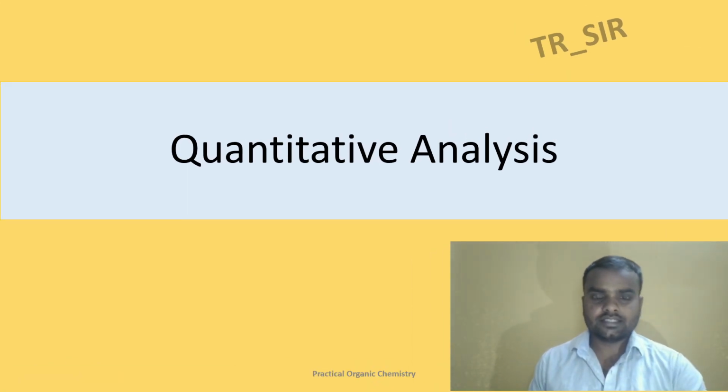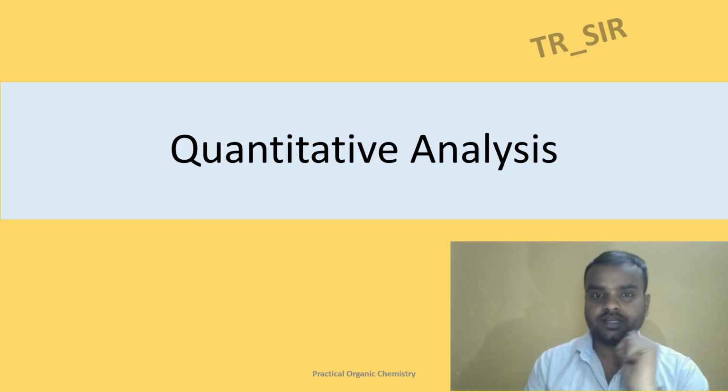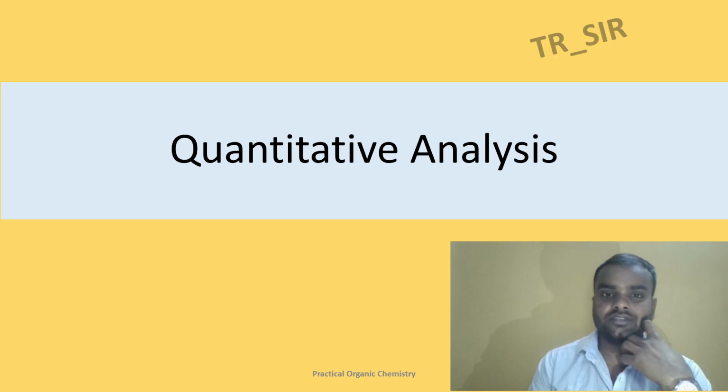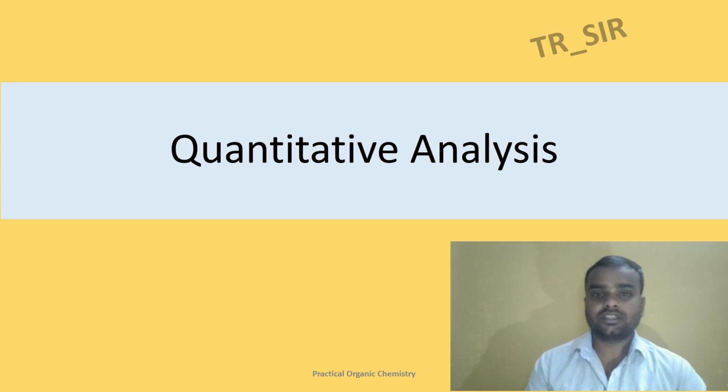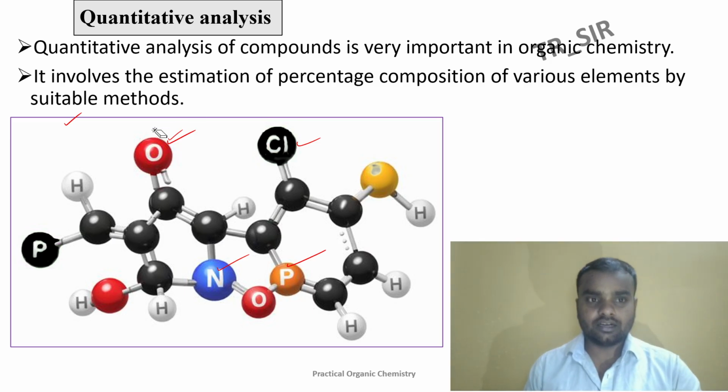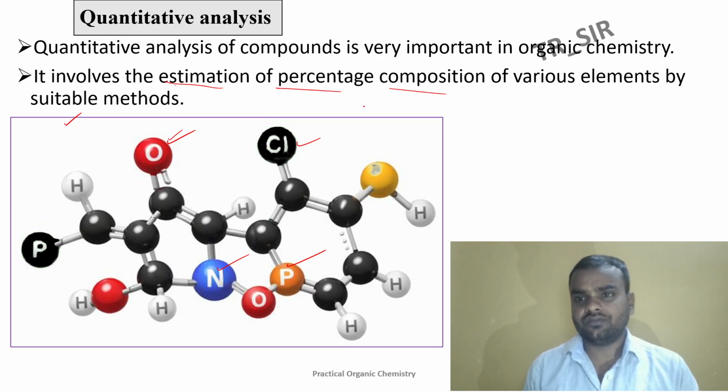So today we'll discuss quantitative analysis. That means the estimation of elements which are present in an organic compound. For example, nitrogen percentage, carbon percentage, sulfur percentage, phosphorus percentage, that we'll discuss today in detail in this class. Quantitative analysis of a compound is very important in organic chemistry. It involves estimation of the percentage composition of various elements by suitable methods.